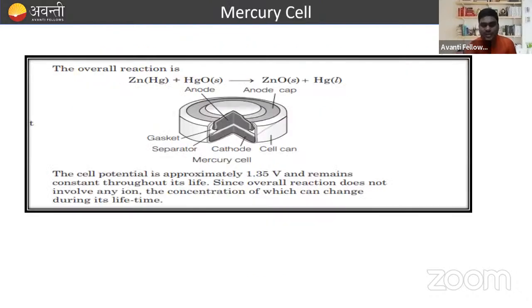Okay, now the next one is the mercury cell. So what is the mercury cell? Basically, the cell potential of this mercury cell is about 1.35 volt, right? And it remains constant throughout its life, since the overall reaction does not involve any ion whose concentration can change during its lifetime, right? So the cell potential is approximately 1.35 volt and remains constant throughout its life.